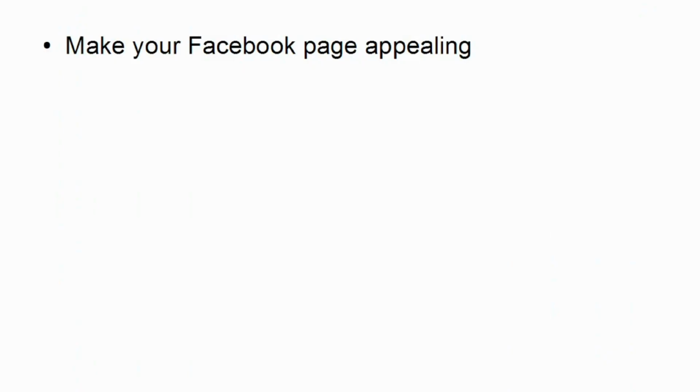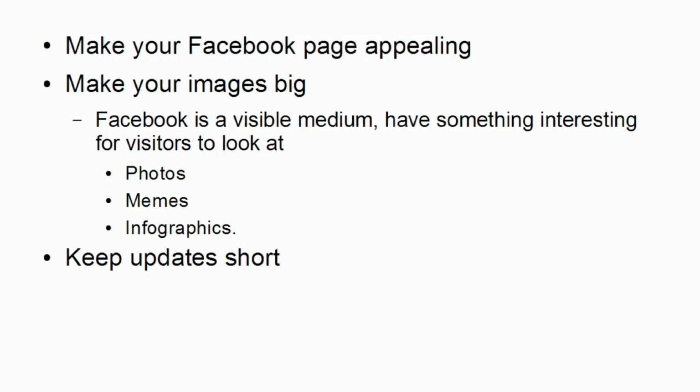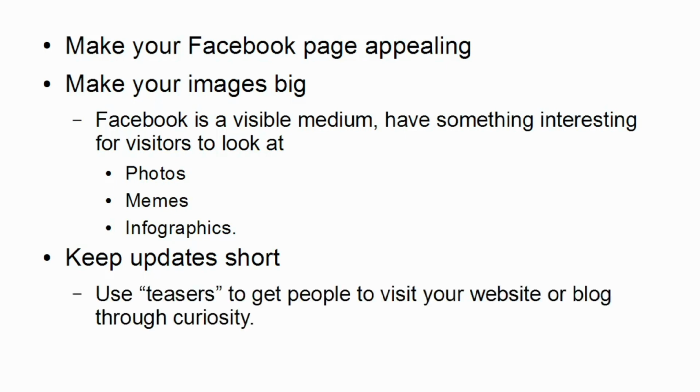And the first way is to make your Facebook page appealing. You want to make your images big. Facebook is a visual medium, so you want to have something interesting for visitors to look at. So we're talking about things like photos, memes, infographics, that sort of thing. And secondly, you want to keep your updates short. So you want to use teasers to get people to visit your website or blog through curiosity.